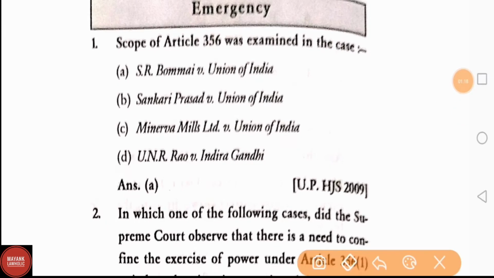In this video, we will discuss case law related MCQs of constitutional law, questions related to emergency. Question number 1. Scope of Article 356 was examined in the case of S.R. Bommai vs. Union of India.